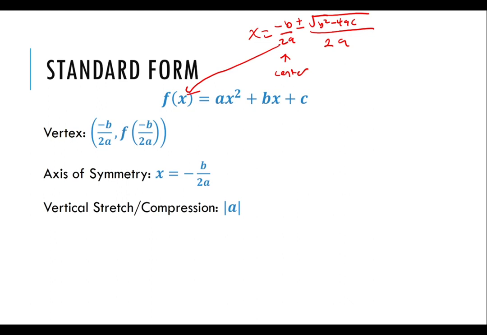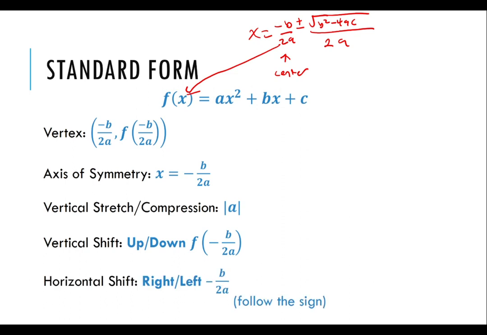Then we still have this situation where a, in absolute value, is a vertical stretch or compression. Remember that if a is bigger than 1 after we ignore the sign, then it's a stretch, and if it's between 0 and 1 after ignoring the sign, it's a compression. Now when we want to deal with the vertical shifts up and down, technically that's going to be f of negative b over 2a because that's where we actually find the y-coordinate of the vertex. That tells us how much we shift up or down.